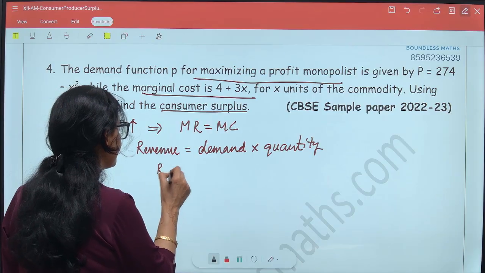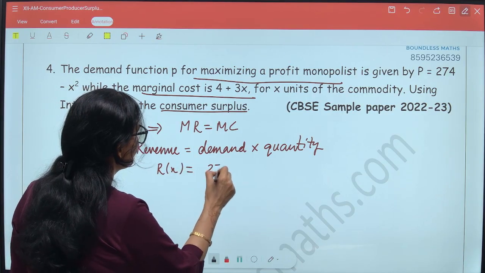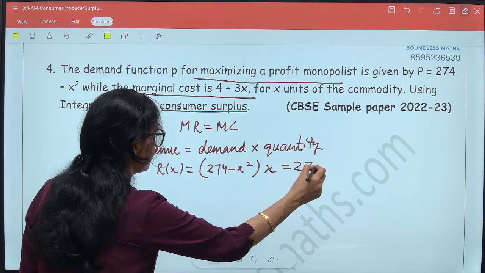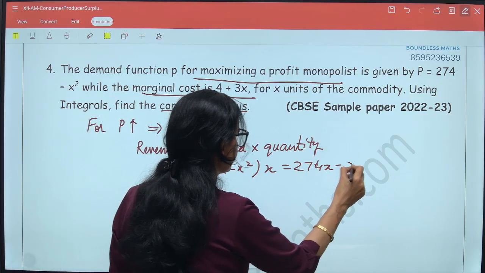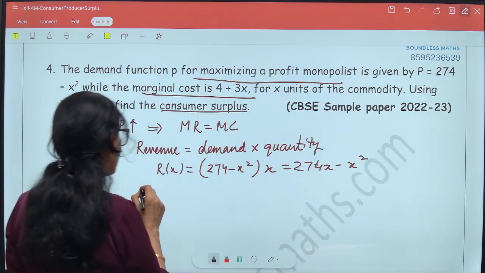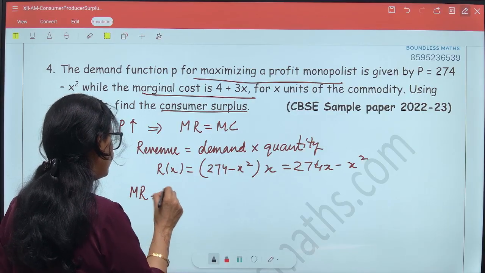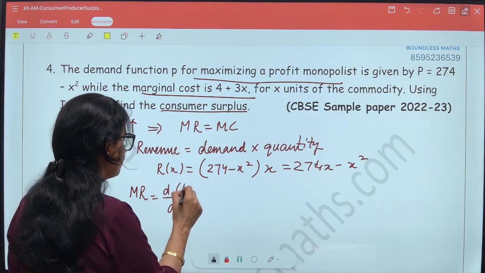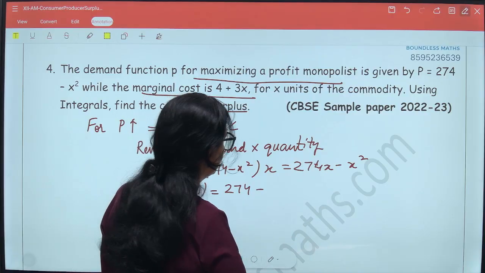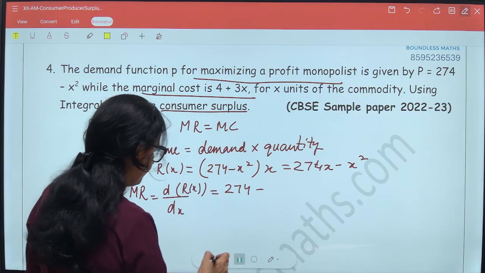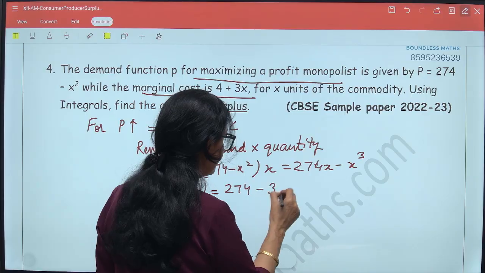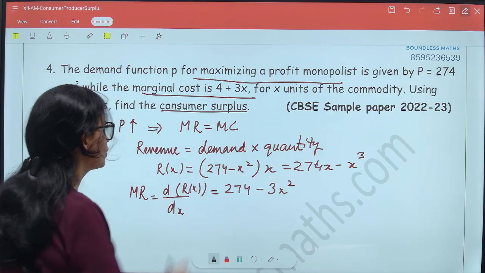So here in this case, the revenue function is going to be 274 minus x square multiplied by x. That becomes 274x minus x cube. Now we need the marginal revenue from here. So marginal revenue is derivative of the revenue function. So this becomes 274 minus 3x square. So this becomes your marginal revenue.